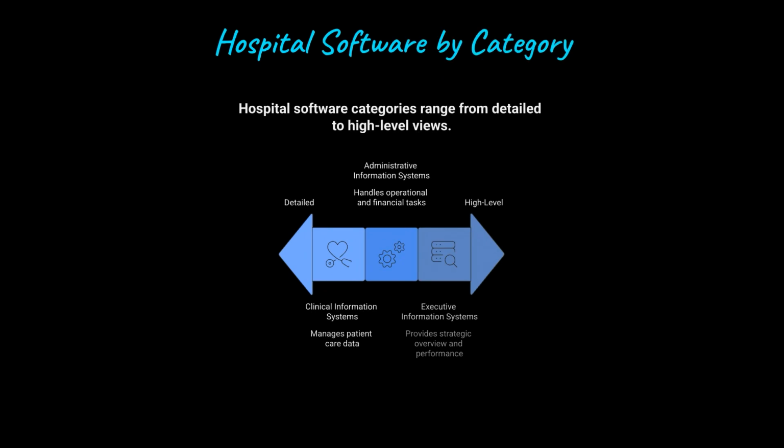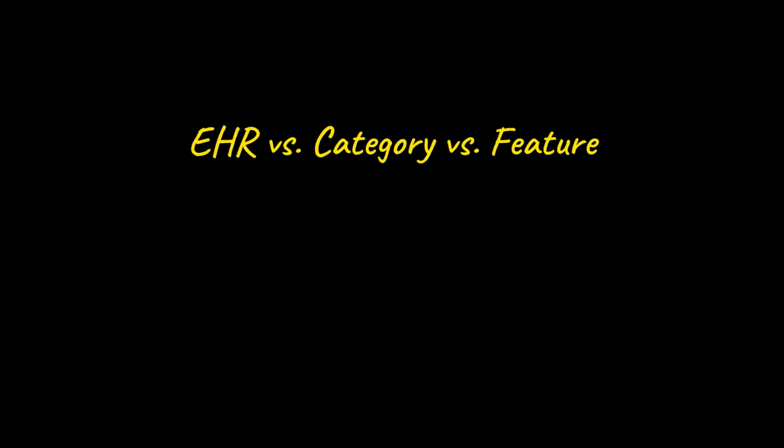Hospitals run three broad categories of software. Clinical information systems sit alongside administrative systems, which handle billing, scheduling, and HR, and executive information systems, which give leaders high-level dashboards. Mapping software by category helps leaders align tools with purpose. The EHR is the most familiar clinical information system, but it is one member of a broader category. Clinical decision support is not its own standalone category. It is a feature that runs inside a clinical information system, most often the EHR.